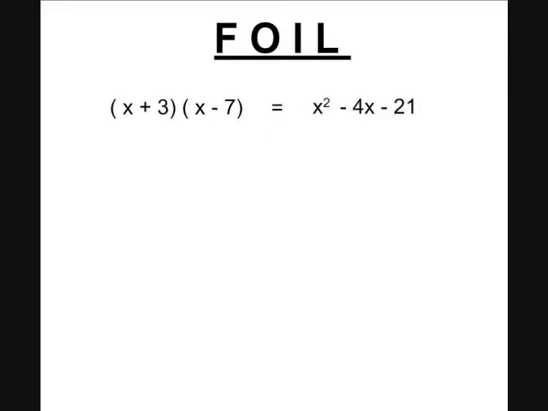So after all of these steps, our FOIL expansion for quantity x plus 3 times quantity x minus 7 is x squared minus 4x minus 21.